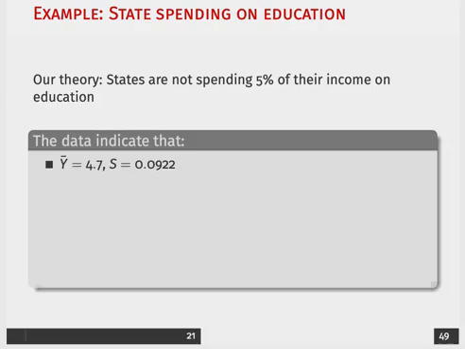Before moving on, I want to talk about an example. In this case, we're going to be talking about state spending on education. Our theory being that states aren't spending 5% of their income on education. Now, think to yourself what kind of hypothesis test we're going to run before I move forward with the information.